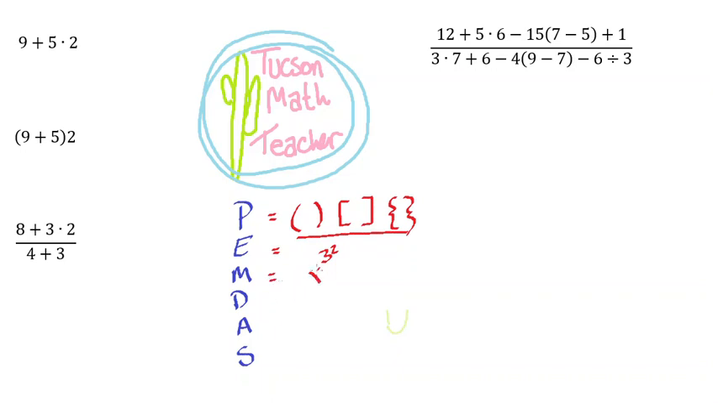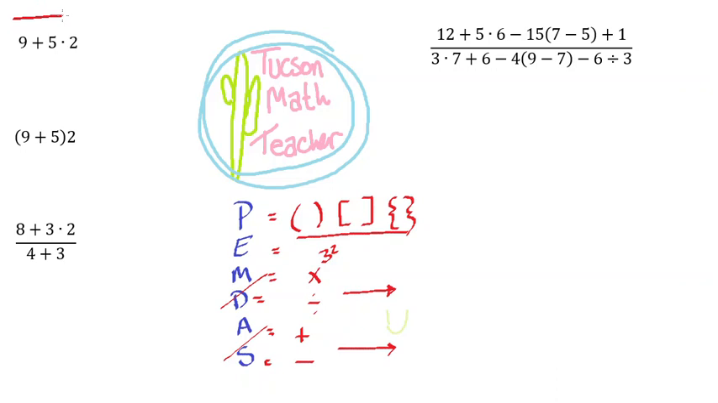M stands for multiplication, and D stands for division, but I find this to be a little confusing. We don't actually do all the multiplication first and then the division. The rule is we go from left to right, doing multiplication and division as we come to them. And the same thing for addition and subtraction. We don't really do all the addition first and then the subtraction. We just go left to right, doing addition and subtraction as we come to it. So that's the first rule.